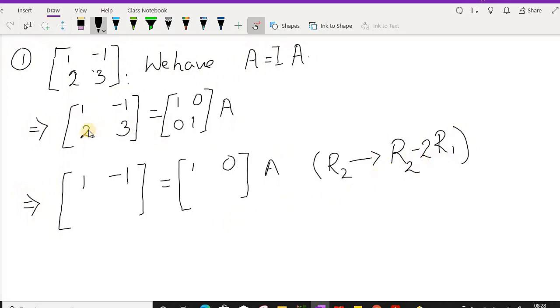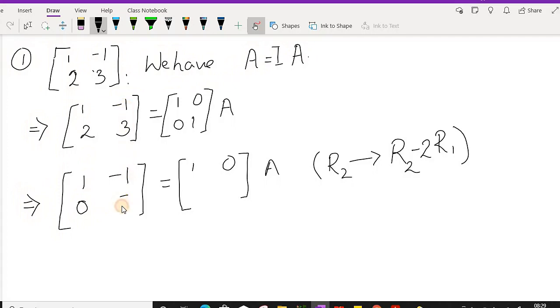Now you apply this one here in this matrix. So what will happen? R2 changes to R2 minus 2 R1. So this will be what? R2 means 2, minus 2 into 1, is 0, right? This is 0. Next, 3 minus minus 2, plus 2, so this will be 5, right?